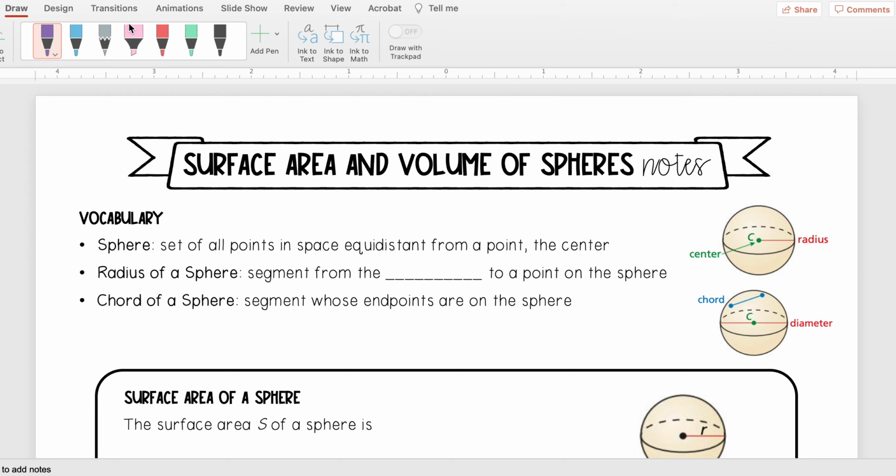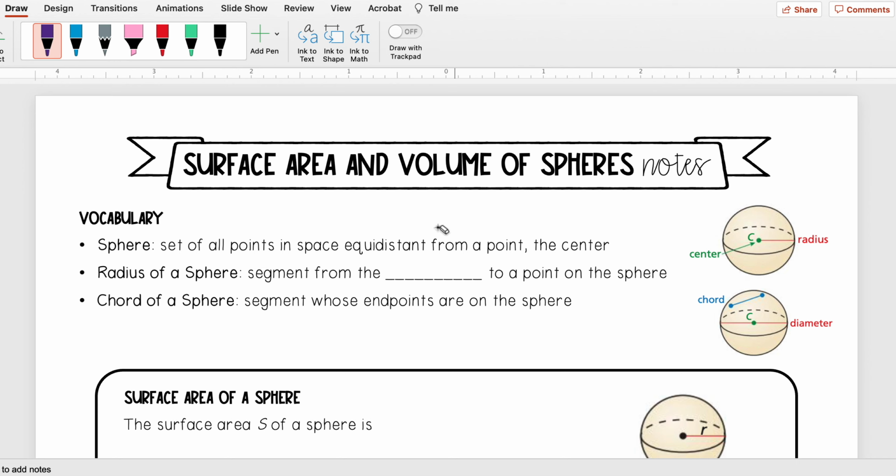Hello everyone. Today we'll be talking about surface area and volume of spheres. So first, for some vocabulary, a sphere is a set of all points in space equidistant from a point, the center. And so here I have a sphere, and basically no matter where I draw a line, they're all the same distance, which is that radius.